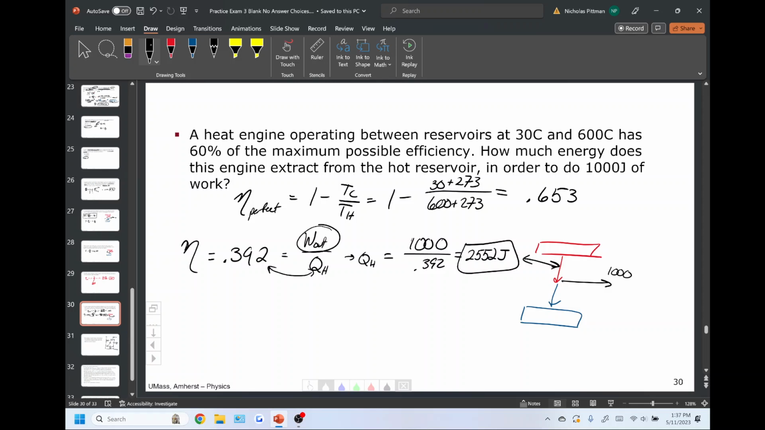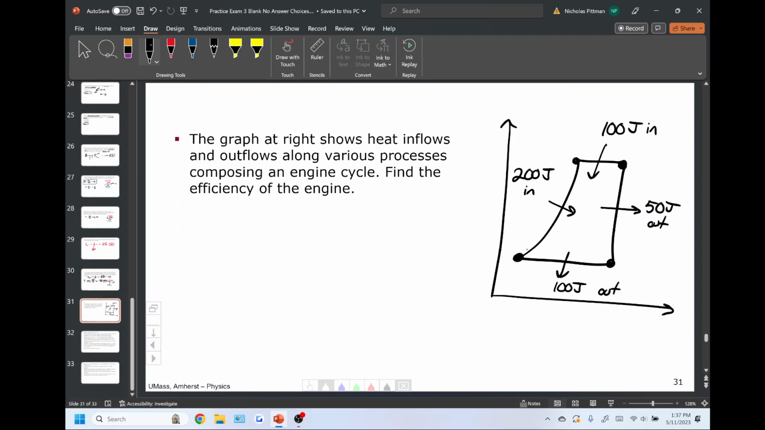And we can go backwards and check. If we compute the efficiency of our engine, it would be 1,000 over 2552. And if you compute that, you get 0.392, which is 60% of the perfect efficiency. The efficiency of your engine was lower than the perfect efficiency. Okay, find the efficiency of the engine. We're drawing a diagram. It's like I'm a broken record.